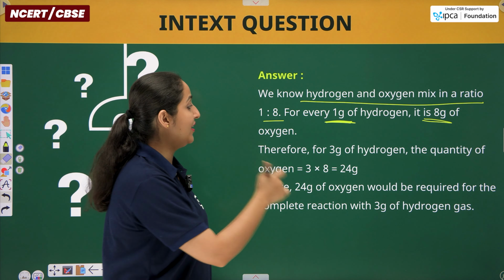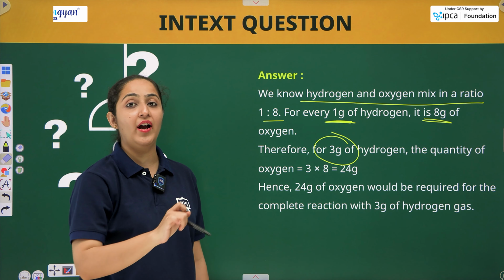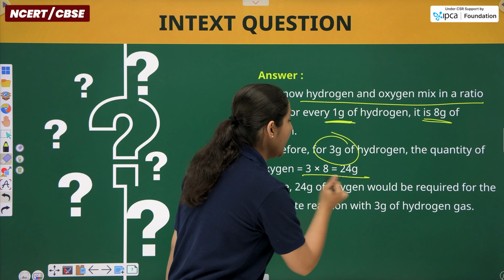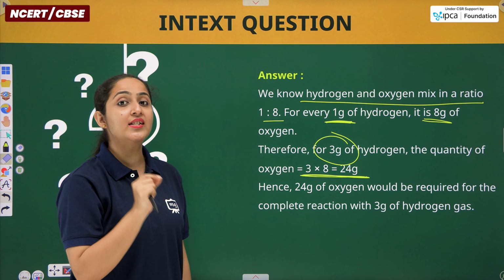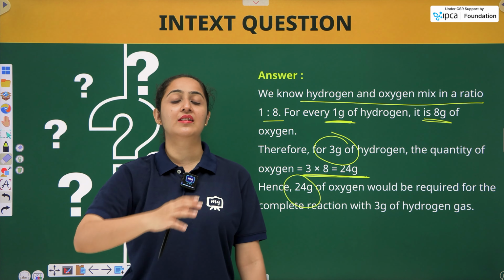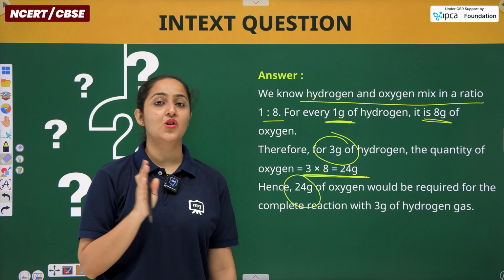ठीक है, तो इसका मतलब ये हुआ फॉर 3 grams ऑफ हाइड्रोजन हाउ मच ऑक्सीजन विल यू बी नीडिंग? 3 into 8, that is 24 grams. All right, so this means 24 grams oxygen is needed to react with 3 grams of hydrogen.